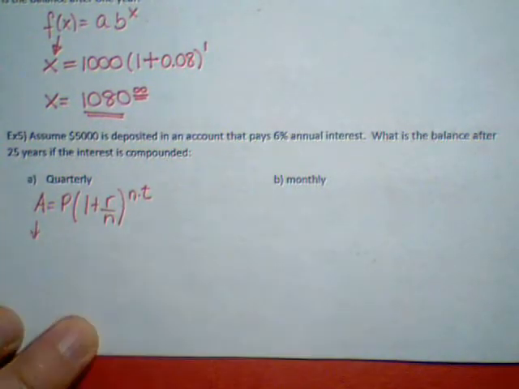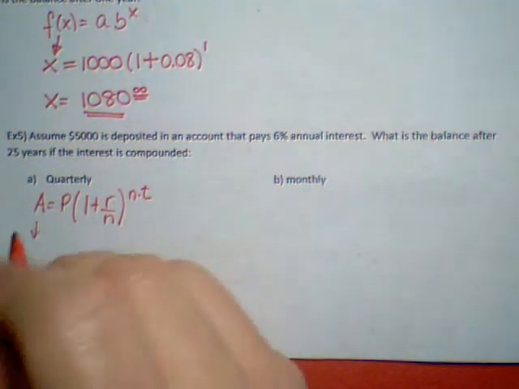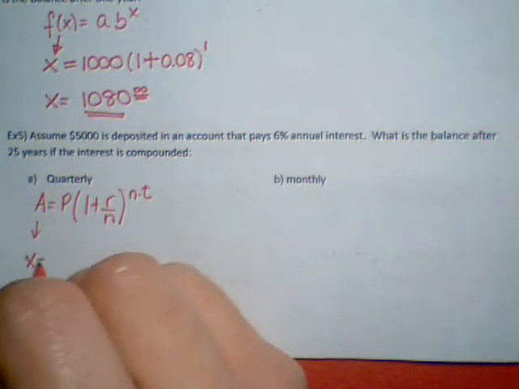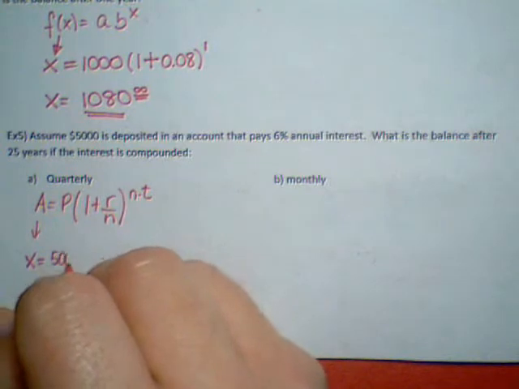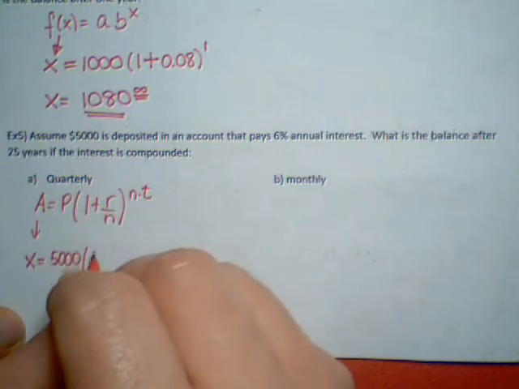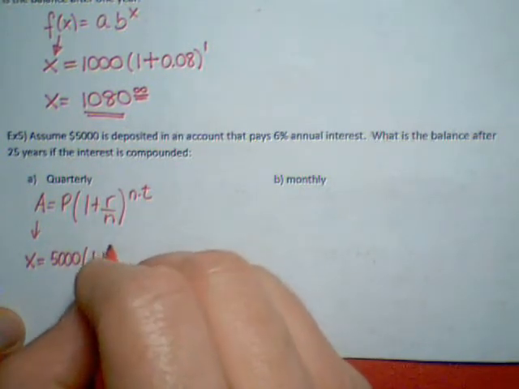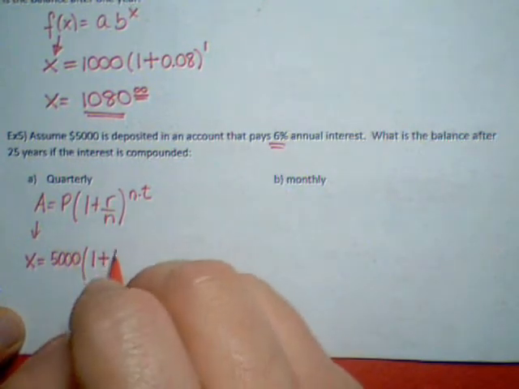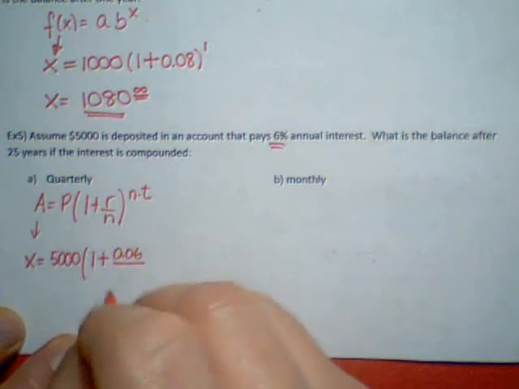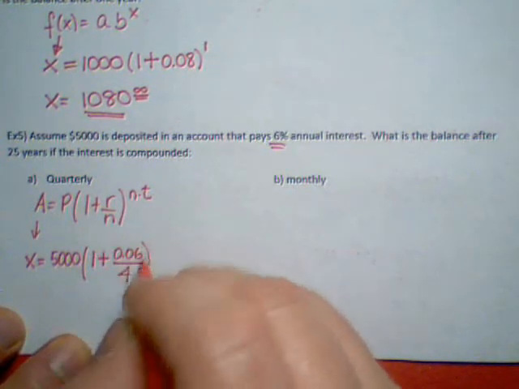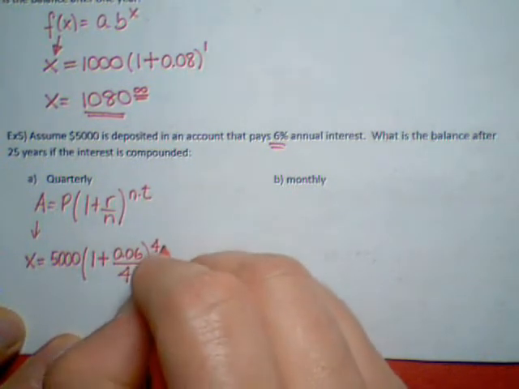Alright. A stands for final amount. That's what we're looking for, so we're going to put X. Our principal is $5,000. 1 plus the interest rate, which is 6%. And our payment is quarterly, so we're going to divide it by 4. So 4 goes here again.